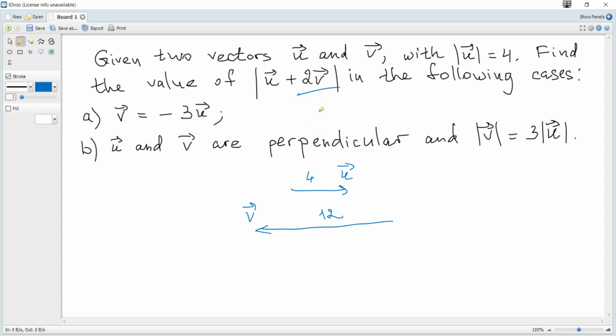And hence, since we need 2v, it will be in the same direction as just v, but its length is 24. And if we consider a vector which is the sum of two vectors, since these two vectors are parallel, it's like two forces acting on the object, 24 to the left and 4 to the right. Definitely the resultant force is 20 to the left, or the sum of two vectors is the vector which is 20 units to the left, but we need magnitude only, and it's clear that magnitude is 20 units.